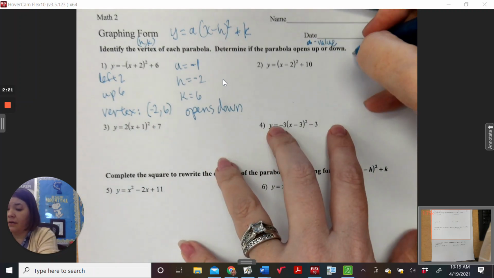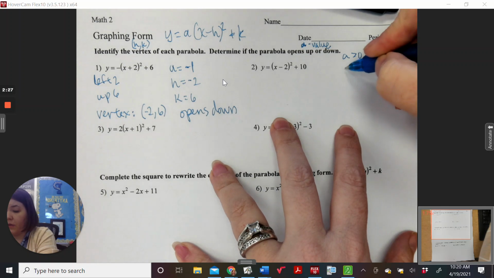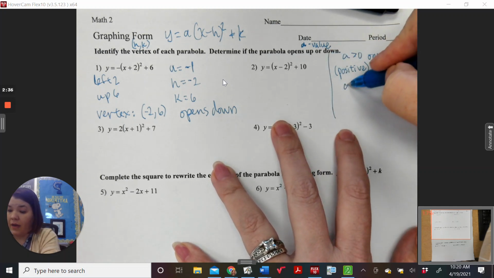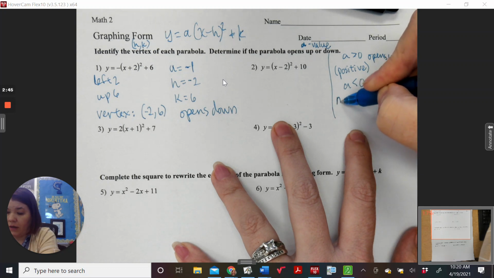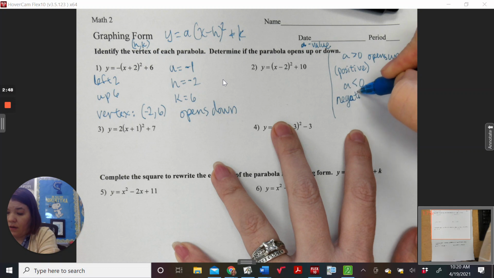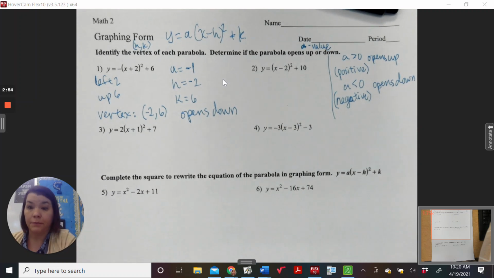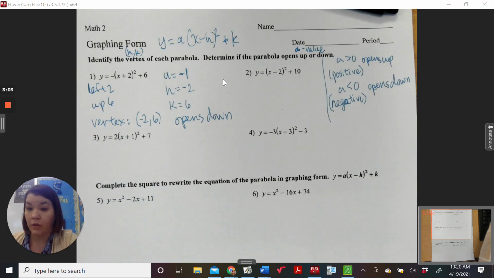If A is greater than 0, it opens up. Greater than 0 means positive. Okay, greater than 0, or the math there confuses you. If A is less than 0, it opens down. And that would be, of course, negative. If A is 0, you don't have a parabola. Okay, so it's either positive or negative. It cannot be 0. So those are our two choices, and then we decide. Opening up and down should be the easy part. The vertex should only be complicated with H. So good luck with those.